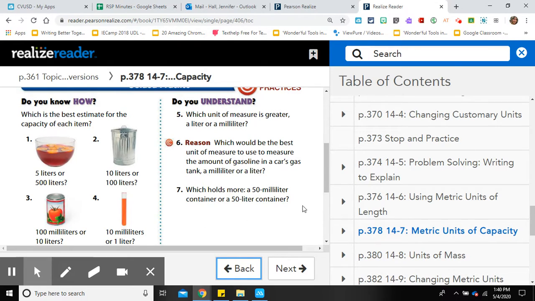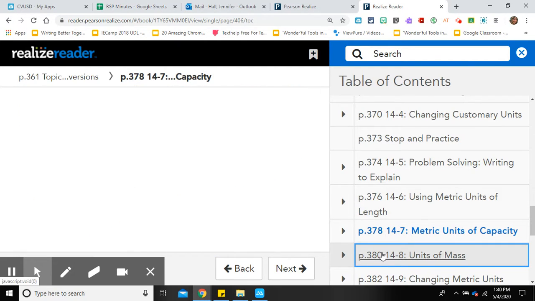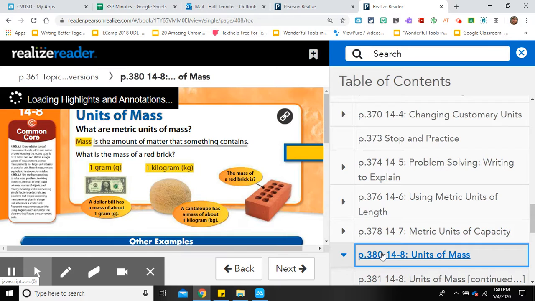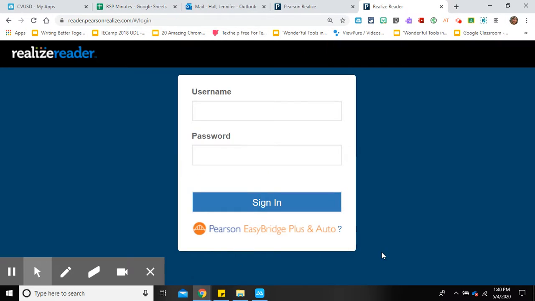All right, let's go on to units of mass. This is 14-8. These lessons are all a little bit more simple, where we're just getting used to what these things are about.